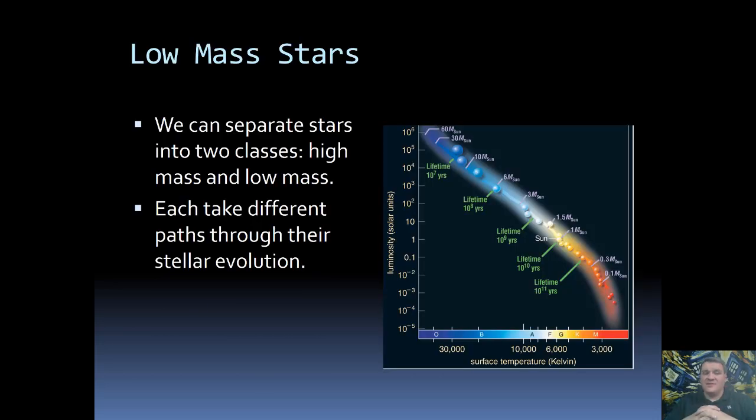Now we've gotten the stars onto the main sequence. Once we have the stars on the main sequence, we're going to split stars into two categories, high mass and low mass. The reason we do this is we actually start to see some variation between the two types of stars once we get to the main sequence. All stars pretty much form the same way, but from here on we're going to see some differences.